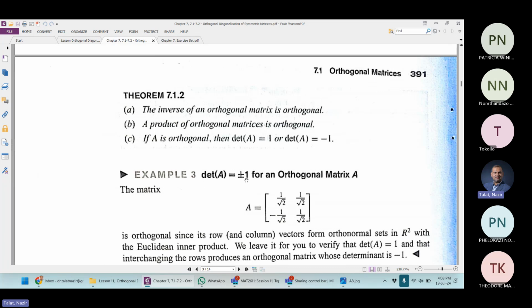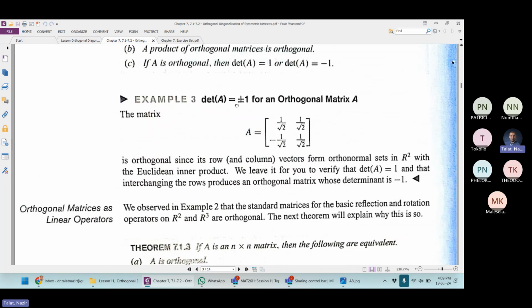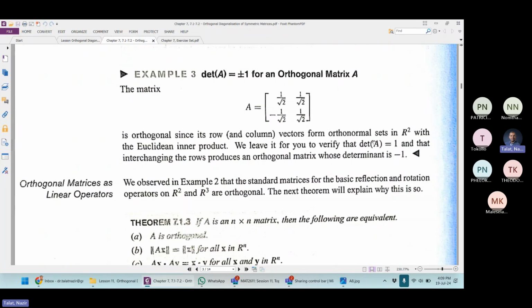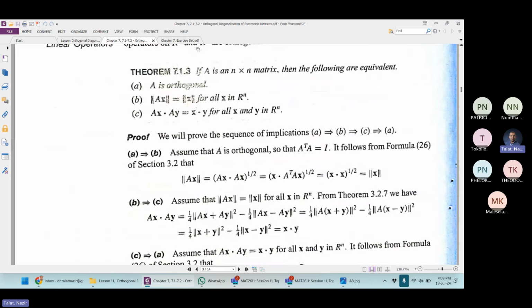One can see some examples regarding that. If you have this matrix and you find its determinant, the determinant will become either 1 or minus 1. This will always be true for an orthogonal matrix. Here is another equivalent result: if A is orthogonal, and you multiply A times x and then take its norm or length, it is the same as the norm of x. Moreover, the inner product of Ax with Ay under the Euclidean inner product is the same as x times y.